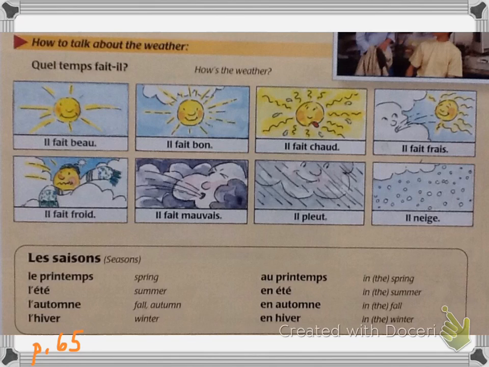So that kind of brings you up to speed on units 1 and 2. I really would encourage you to kind of leaf through your book as you complete that review.